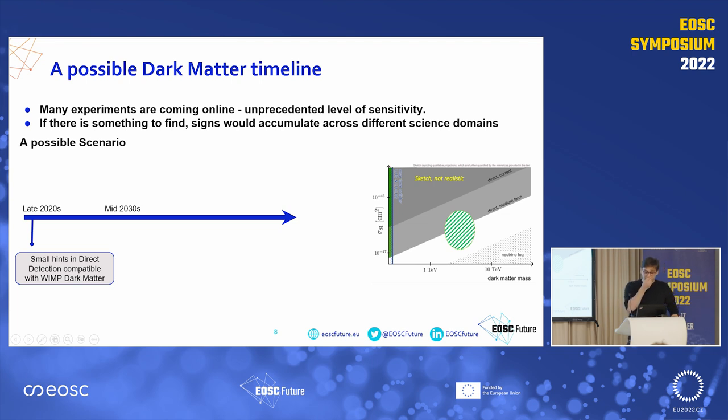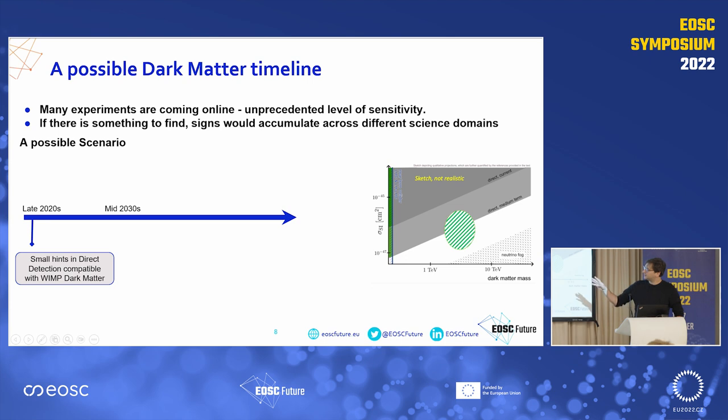Okay, so we haven't found dark matter right now, but we hope that we might find it in the future. The reason we could be hopeful is because there are many experiments coming online now, and so we have an unprecedented sensitivity to dark matter if it is out there. Of course, this is not something we control, but let's say it is out there, and we could find something. This is what a possible scenario could be.